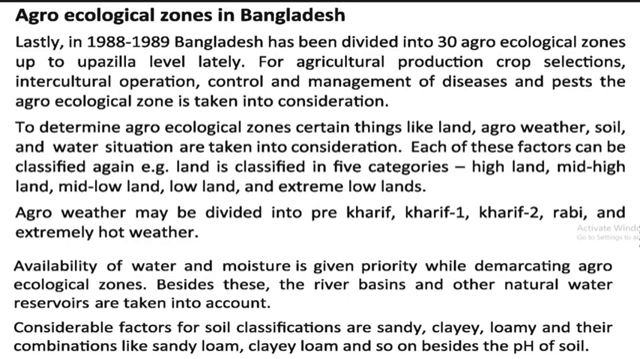The consideration factors for soil classification are sandy, clay, and loamy, and their combinations like sandy loam and clay loam, and so on, besides the phase of the soil. The classification of soils also plays an important role in dividing Bangladesh into the 30 agroecological zones.